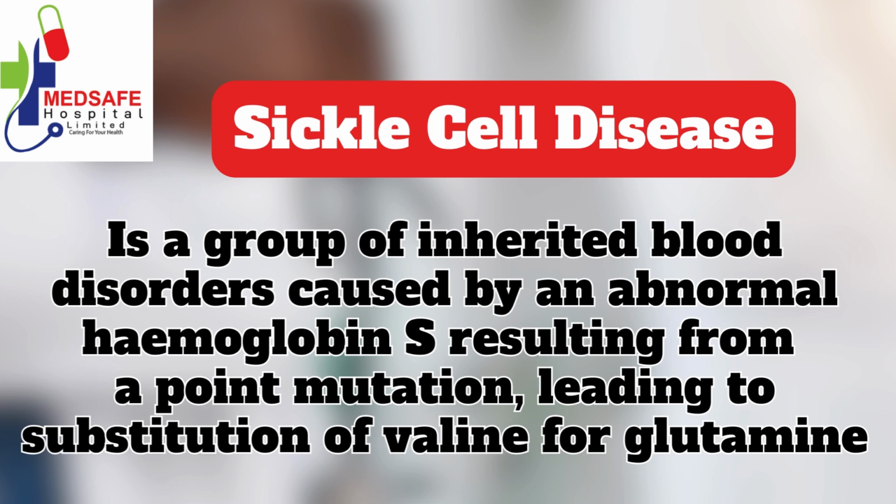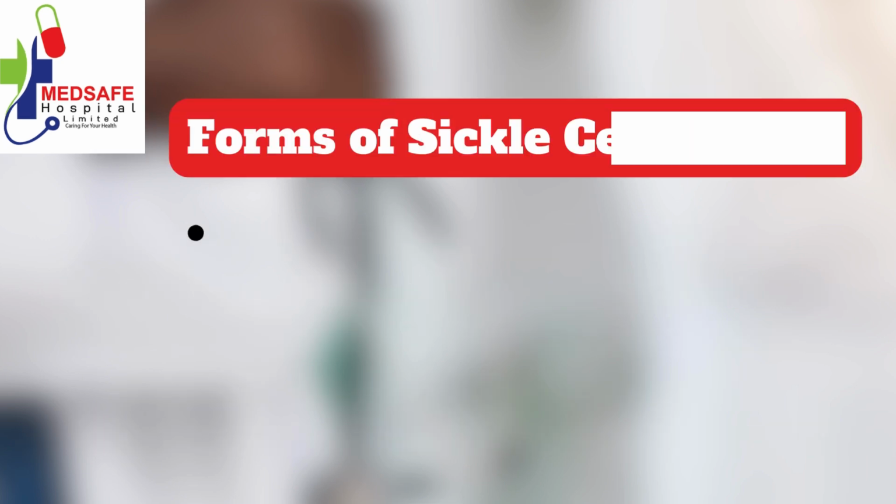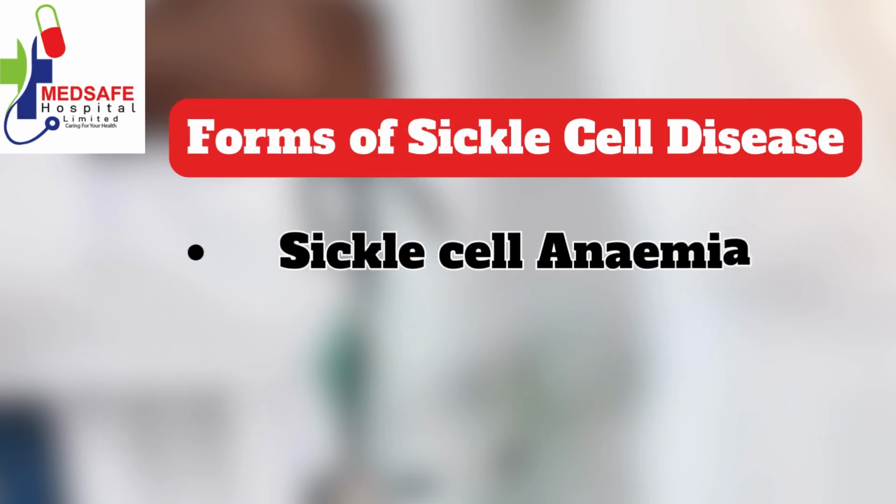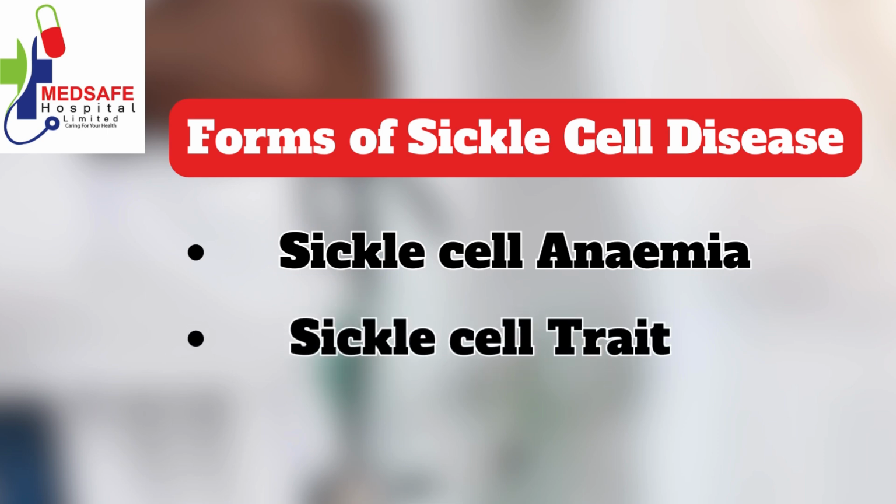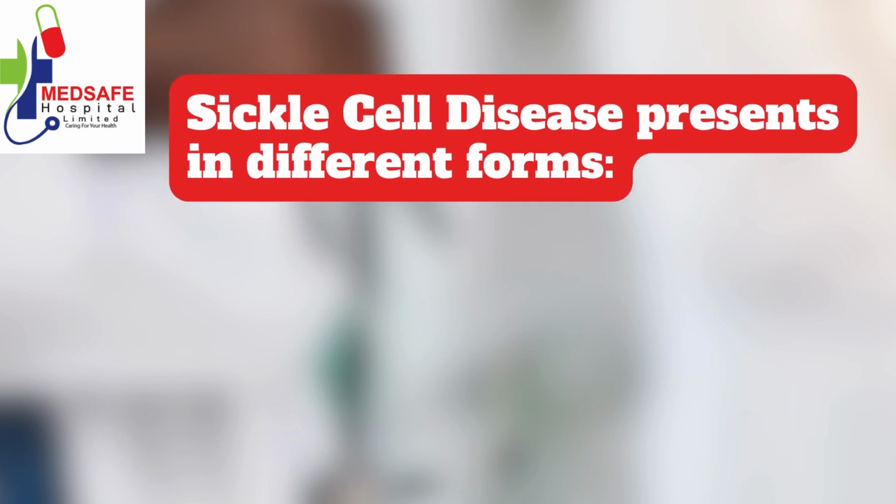Sickle cell presents in different forms. We have what we call sickle cell anemia, which is the commonest, and we have sickle cell trait, where these ones are called carriers. You will never know that you are sickle cell positive until you do a test. However, the commonest forms are three.